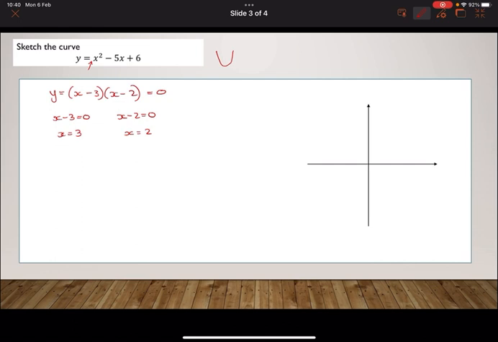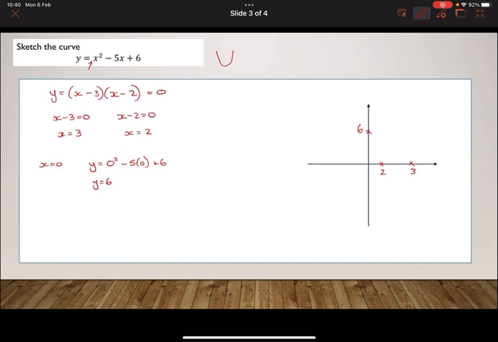Next, I'm going to label these on my diagram like so. Okay, next thing, I'm going to find my y-intercept. So this is when x is equal to 0. So I'm going to substitute 0 into my equation. And that's going to give me y is equal to positive 6. So there's my intercept once again.